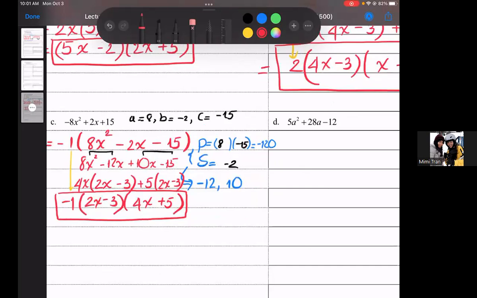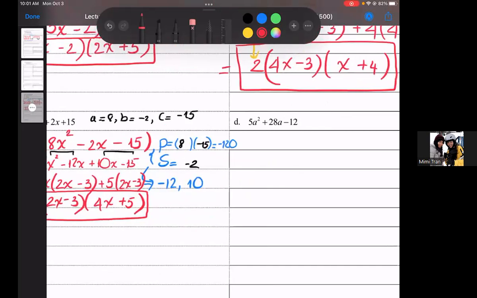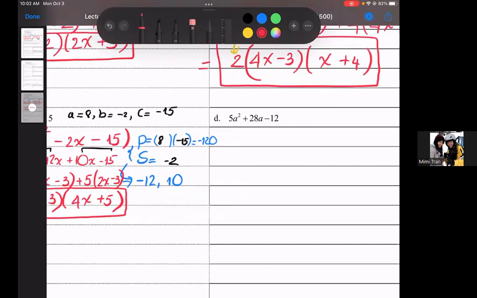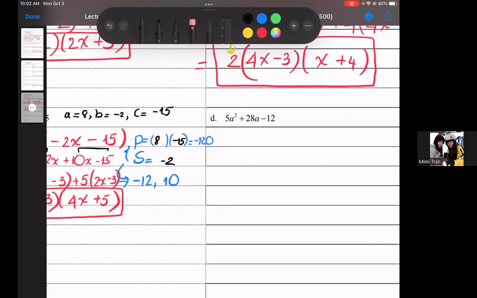We're gonna do D together. I'll ask you question by question so you can answer it. You answer me. And the procedure is pretty much the same. What is my A? Oh, by the way, do I have a GCF? No, right? If you have odd, even mixed together, usually you don't have GCF.